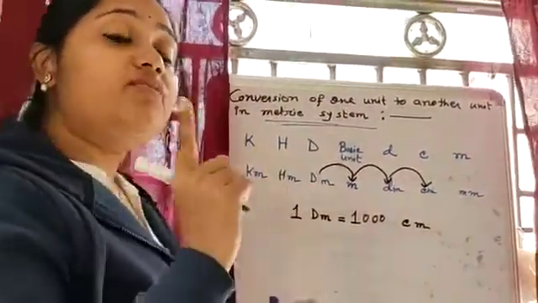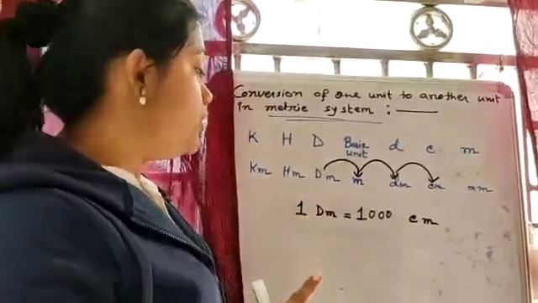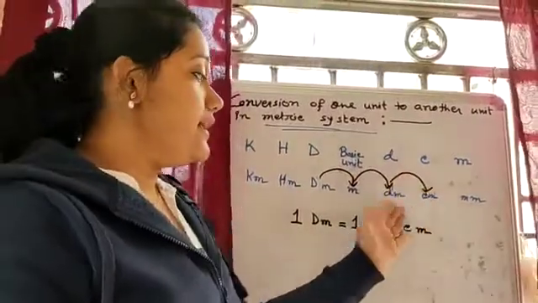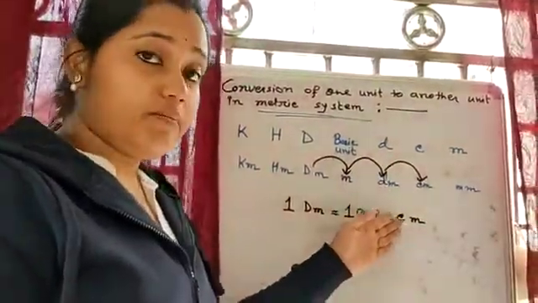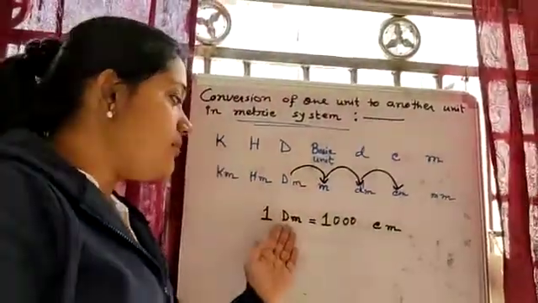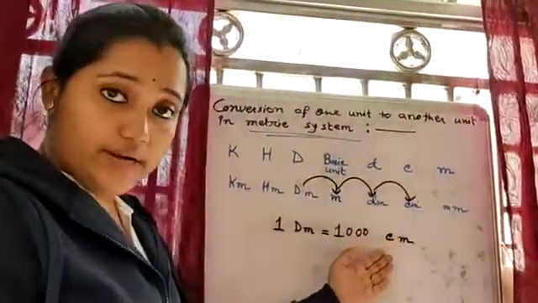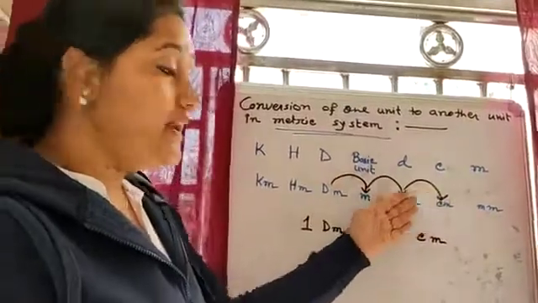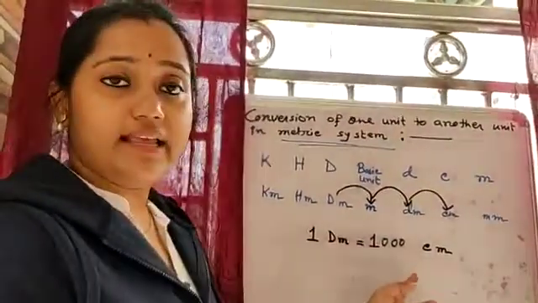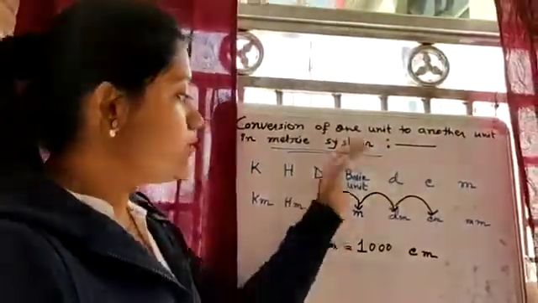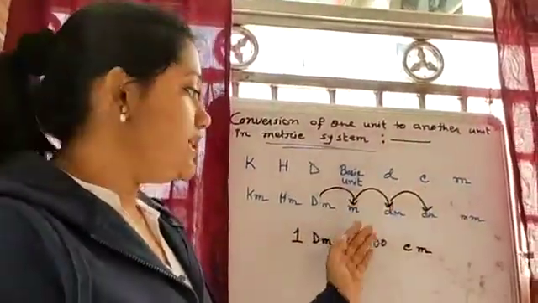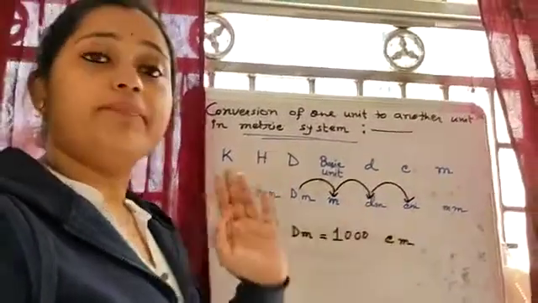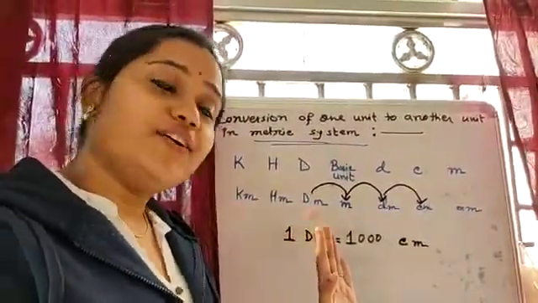But be very careful about 2 things. This is how we represent it when we are going from a higher unit to a lower unit. Higher to lower, we do it like this. How many steps are we jumping? 10 to the power of that, or 1 followed by that many zeros, will be the answer.